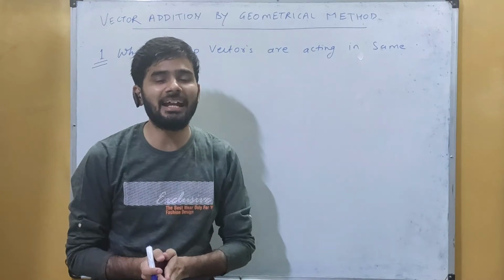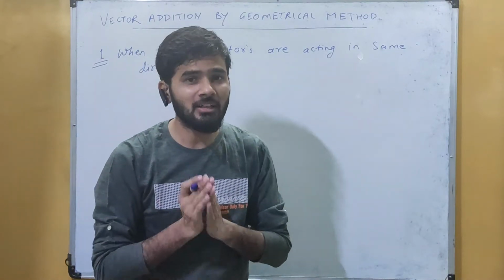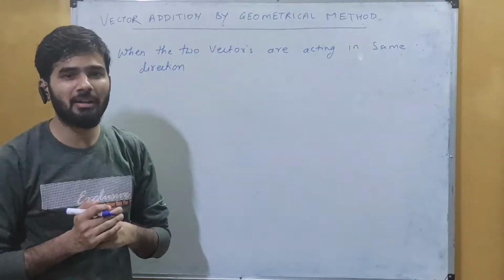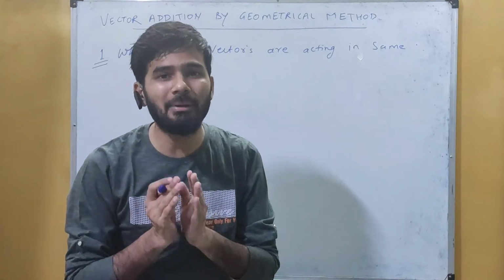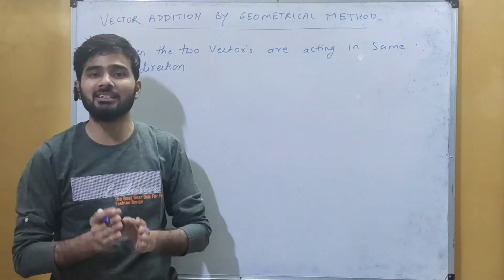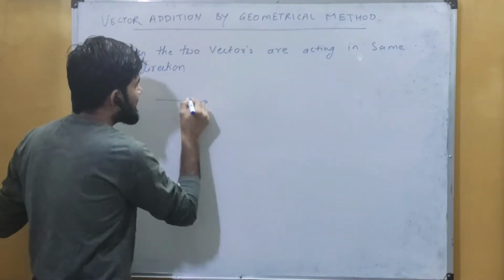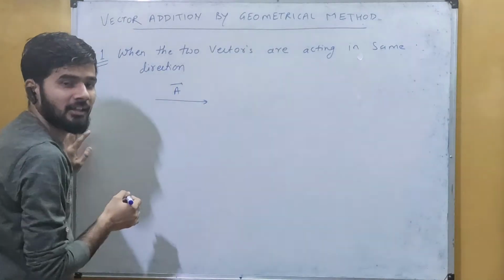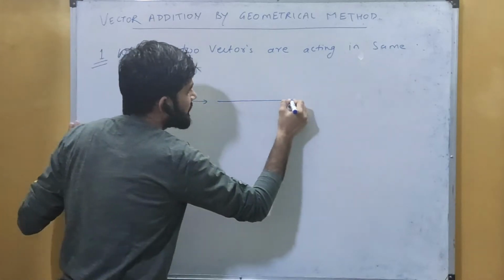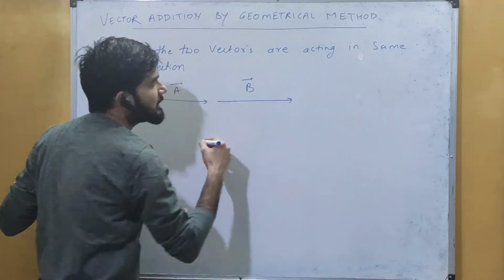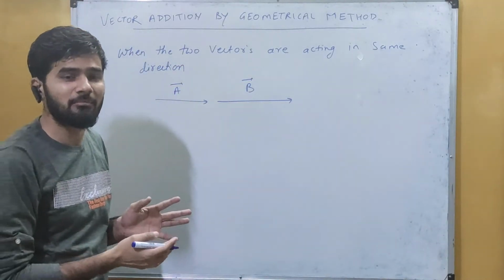Now after looking at the resultant vector, we will see the vector addition by geometrical method. And here also we will take the first case, in which we have two vectors that are acting in the same direction. Now here, for example, we have this vector which is vector A, and we have another vector which is vector B. Both the vectors are acting along the same direction.